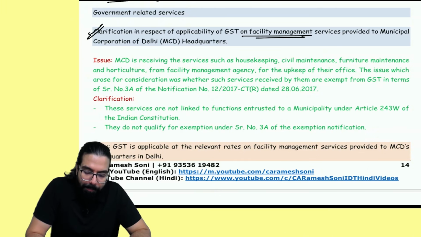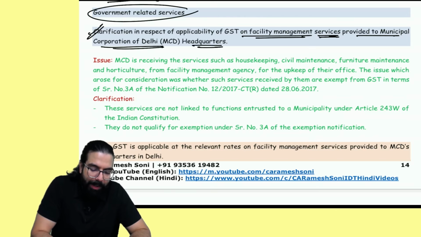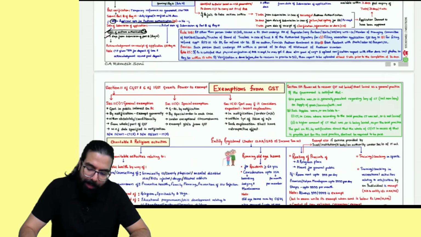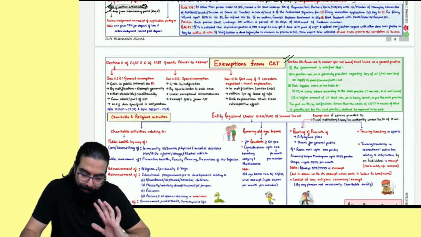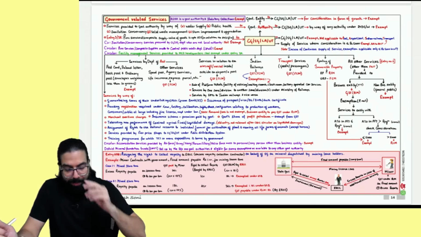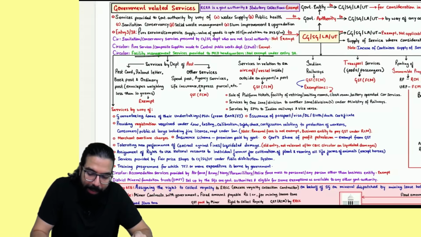Facilities management services provided to Municipal Corporation of Delhi. We will cover government related services which were already there in section 11. First of all, one small part, I've inserted 11A over here. And in the second chart, which relates to government, I've written this point over here. Tell me one thing, everyone.